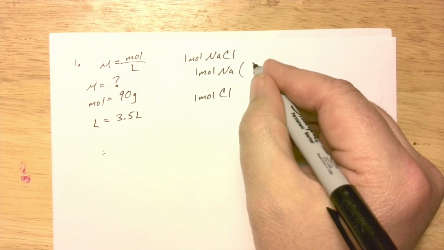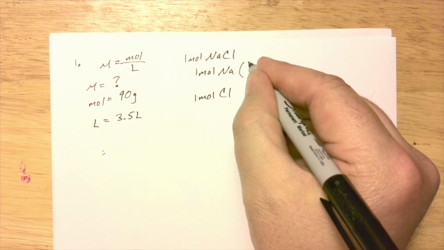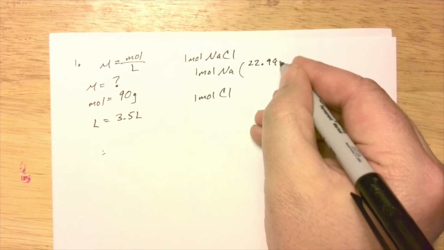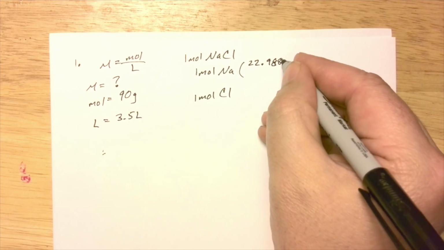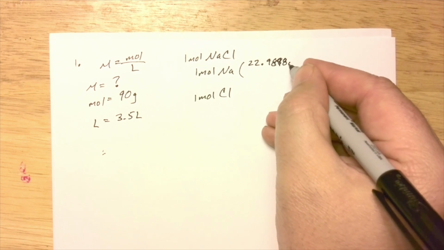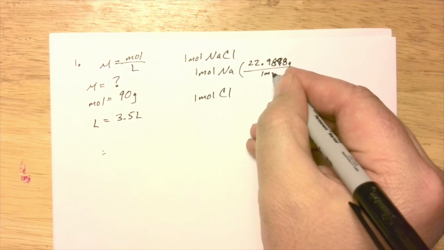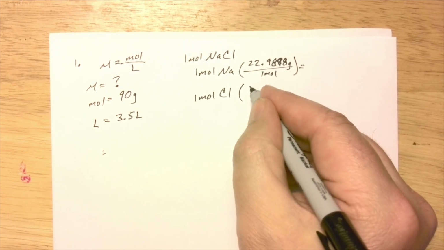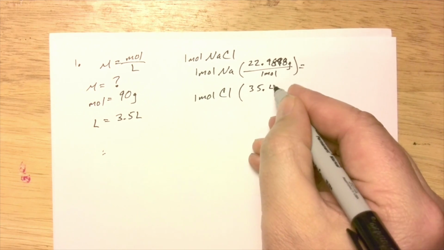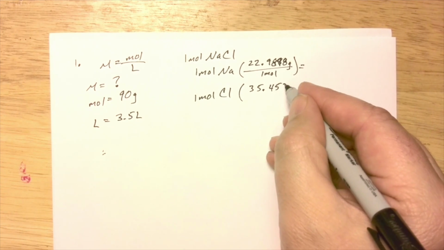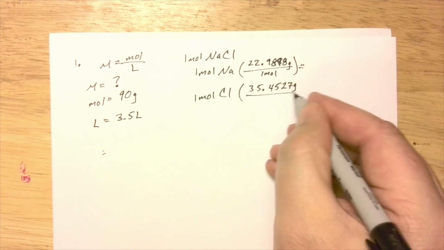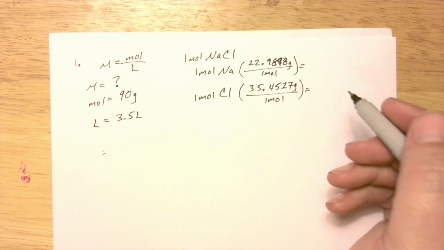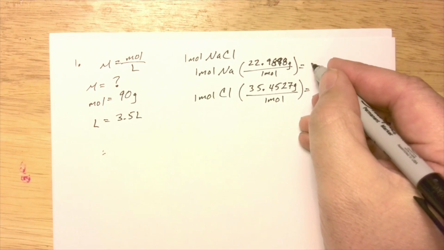So we need to find out the formula weight of it. So 22.9898 grams for every 1 mole. And for chlorine, 35.4527 grams. Again, your periodic table might be a little bit different. As long as it's pretty close to it, you should be okay. So you better not use a calculator on this.